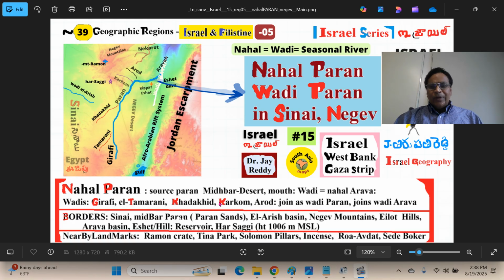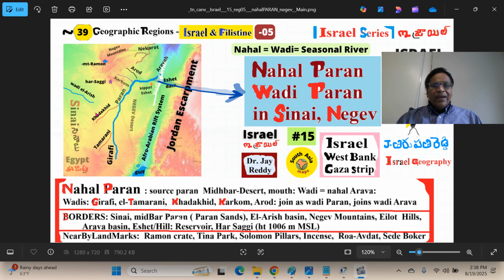There is also a mountain range called Karkom in that area. A road that is different from Arad, a development town east of Beersheba. These all together make up the Paran Wadi Nahal that joins Wadi Arava. What are the borders? This is the Sinai Peninsula region, the sandy area called Midbar Paran, Paran Sands.